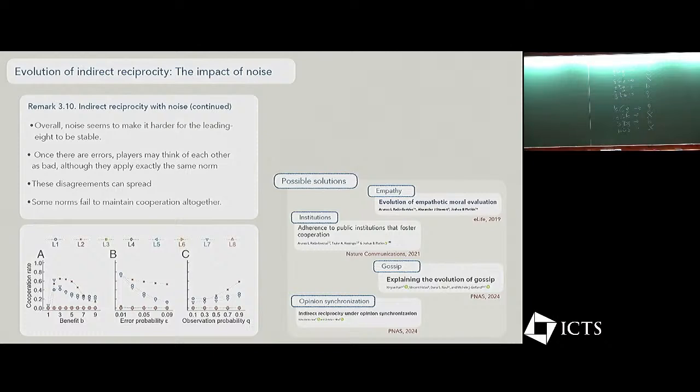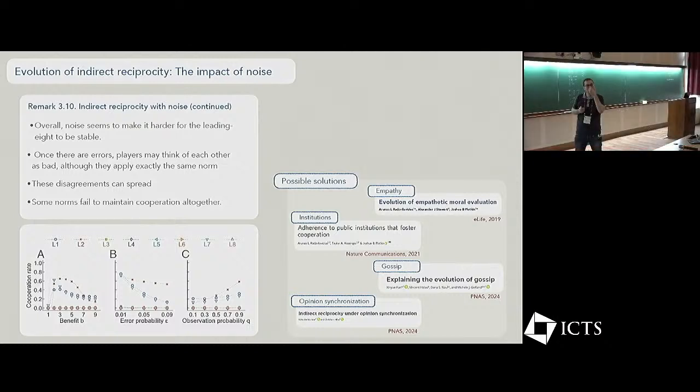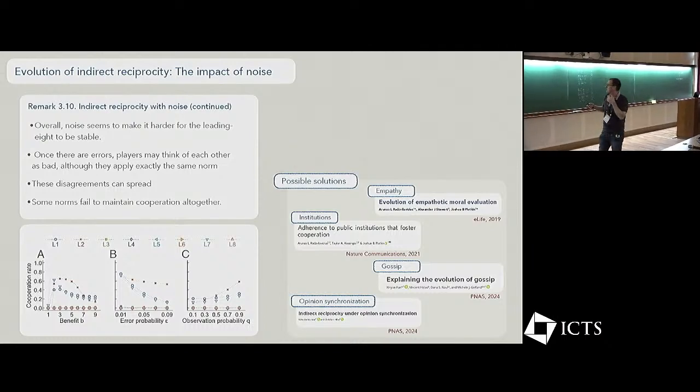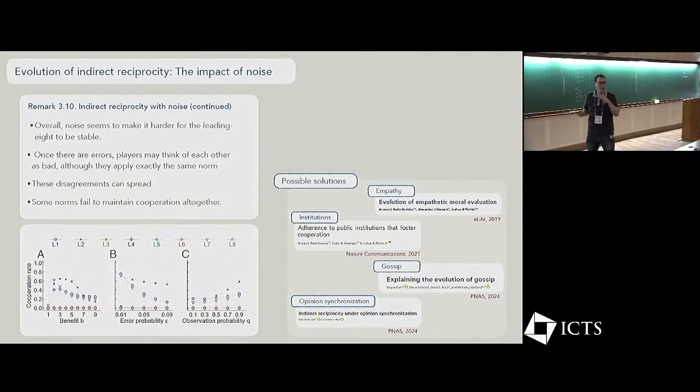How does stern judging pair with these additions? The short answer is very good. For example, in another model by Joshua Plotkin and colleagues, they show that once there is gossip, you have a lot of stern judging around.